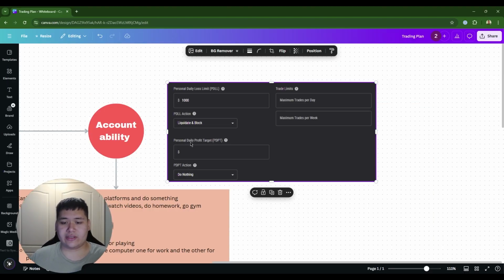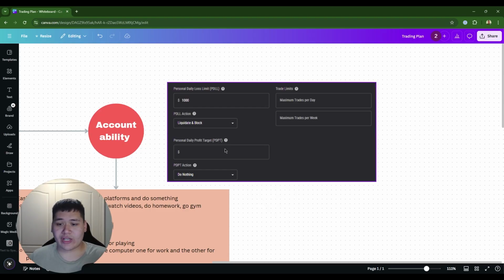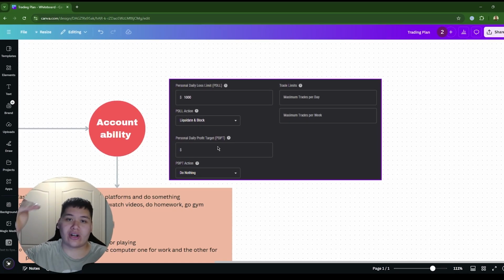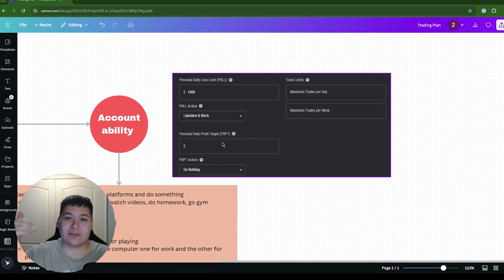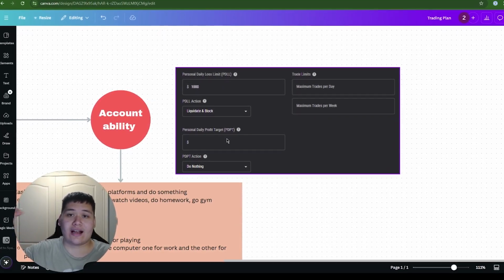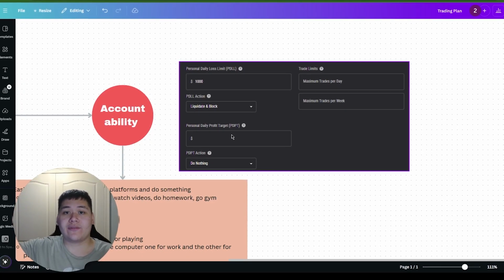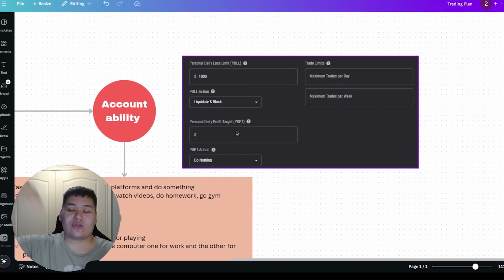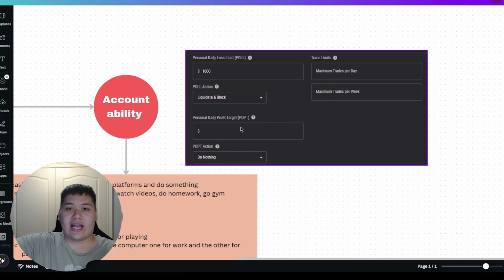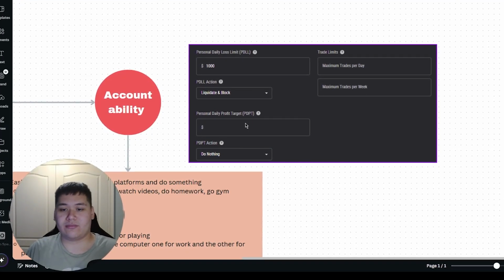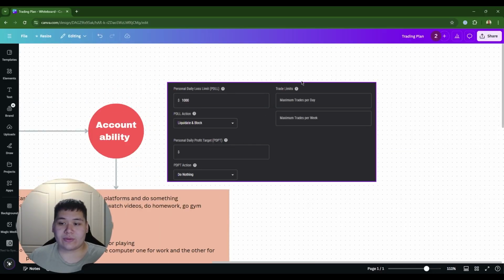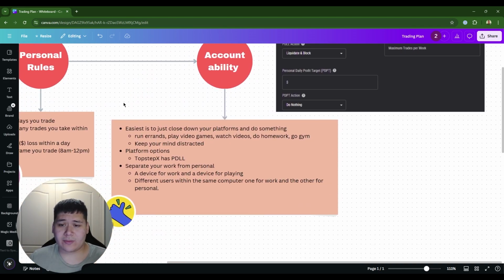They also have a personal daily profit target, but I leave that at 0 because you don't want to limit yourself or cap your potential. You always want to have a target, of course, but if there's momentum building up towards your target and you can calculate more growth out of it, then by all means, you can trail your stop up to those levels and get a bit more profit from it. They also have trading limits, for example, maximum trades per day. You put in 3, and once you hit 3, it'll liquidate and block you out as well. But these are just some accountability tips.